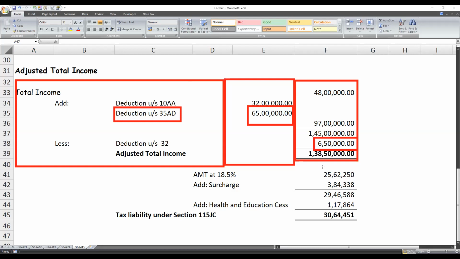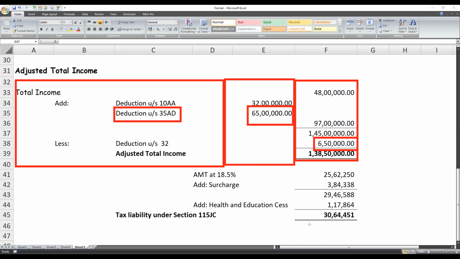AMT? It's 18.5%. On that, now if you see, on total income as per normal provisions, there was no surcharge applicable since the income was less than 50 lakhs. However, having added back the 10AA deduction and 35 AD deduction, the income has now risen to 1 crore 38 lakh 50,000. So now surcharge will be applicable at 15% since it's over 1 crore and less than 2 crores. So on that income, now we'll compute AMT, surcharge and health and education cess, which totals up to 30 lakh 64,451.